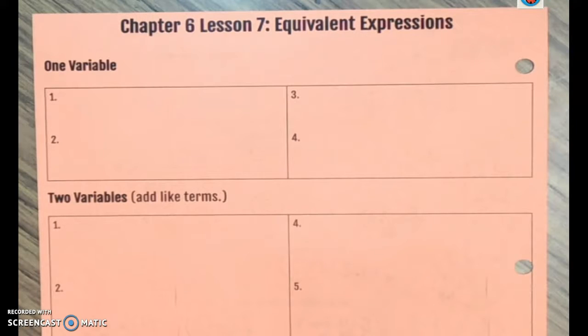Okay, today we're going to start talking about equivalent expressions, and I'm going to show you with one variable, so that means there's going to be one letter in it, and then two variables, when there's going to be two letters in it. So the things that we need to know about today: when addition or subtraction signs separate an algebraic expression into parts, each part is called a term.